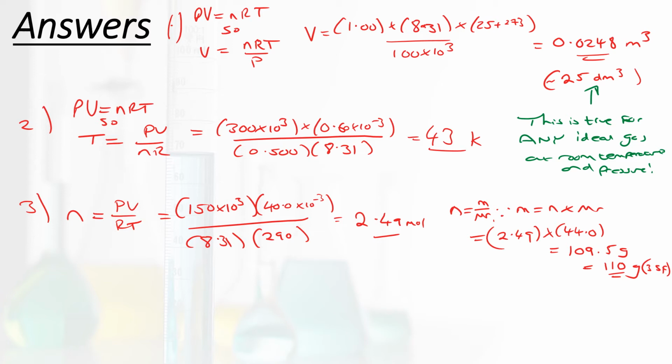So this is roughly the same as 25 decimeters cubed. And one of the interesting things with the ideal gas calculation is that this would be true for any ideal gas at room temperature and pressure. So it doesn't matter whether we're considering nitrogen to be the ideal gas, or helium, or oxygen. Because this equation doesn't actually consider the actual gas we're dealing with, it just considers the number of moles, the temperature and the pressure, we can say that for any ideal gas, the volume occupied at room temperature and pressure is roughly 25 decimeters cubed.